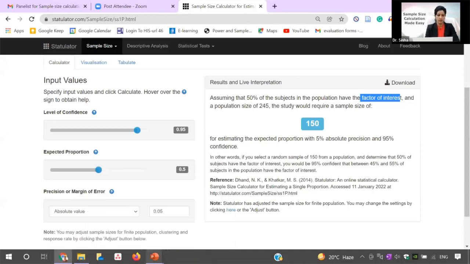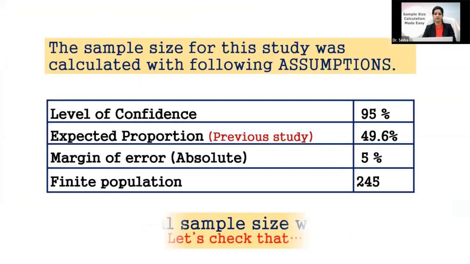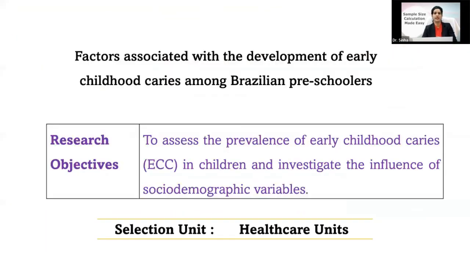So now coming to another example. This is the second example: Factors associated with the development of early childhood caries among Brazilian preschoolers. What was the research objective? The researcher had to assess the prevalence of early childhood caries in children and investigate the influence of socio-demographic variables. So here the selection unit was the healthcare unit.